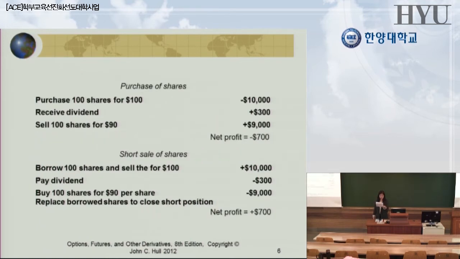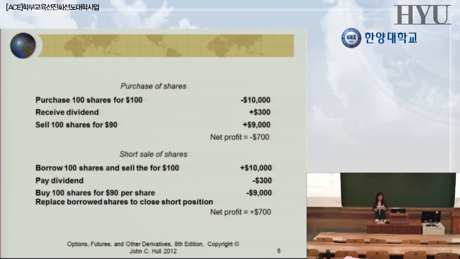To solve these problems, I made a table which compares two situations. The upper part is about purchasing shares and this one is about short selling. As we well know, purchasing stock is like this, and the net profit is minus $700.